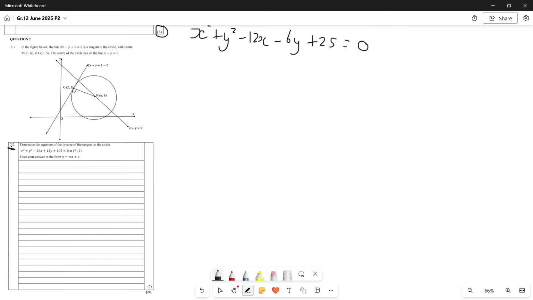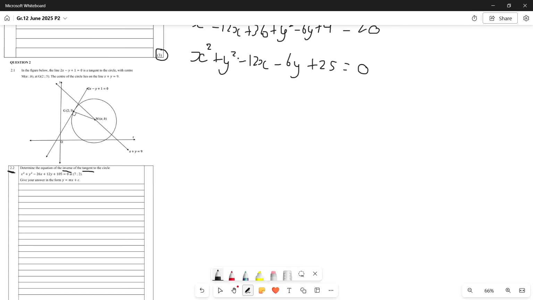And then question 2.2 over here, it says determine the equation of the tangent to the circle. So we have x squared plus y squared minus 26x plus 12y plus 105 equals 0 at 7 and 2. This is not the same circle. This is a different circle now. This is the equation for our previous circle, and they had different values in terms of x, y, and the e value, the value without any x and y.